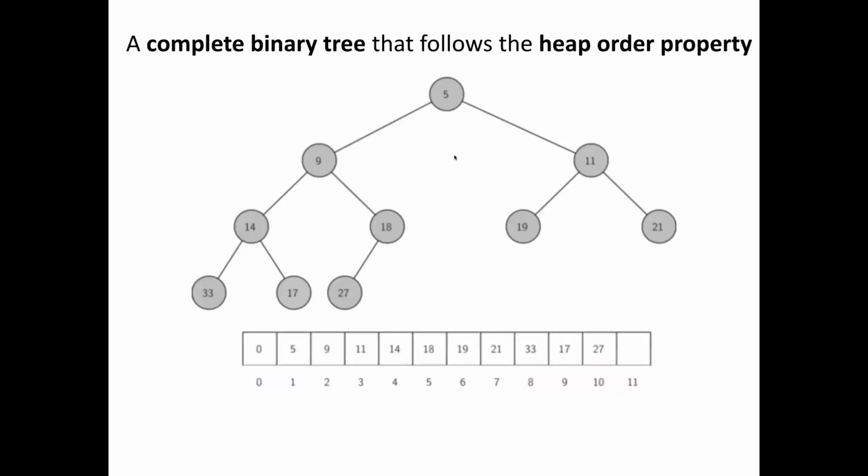So for example, if you look at this binary heap, is this a minimum binary heap? You want to check. First level, 5: his key, 5, is smaller than both his children. So that's okay. For 9, he's less than both children. That's okay. For 14, he's less than 33 and 17. It's okay. 18 is less than 27. He has no children, so that's okay too. 11 is less than 19 and 21. So this is a good binary heap.